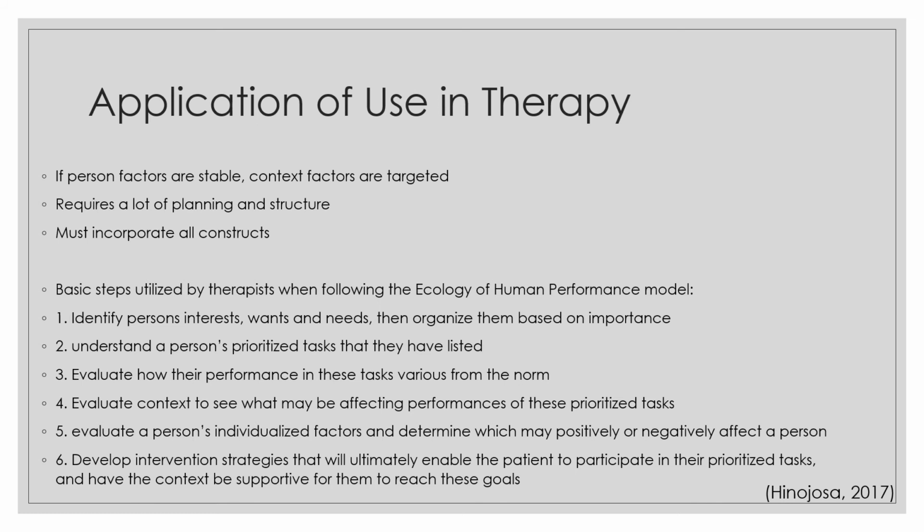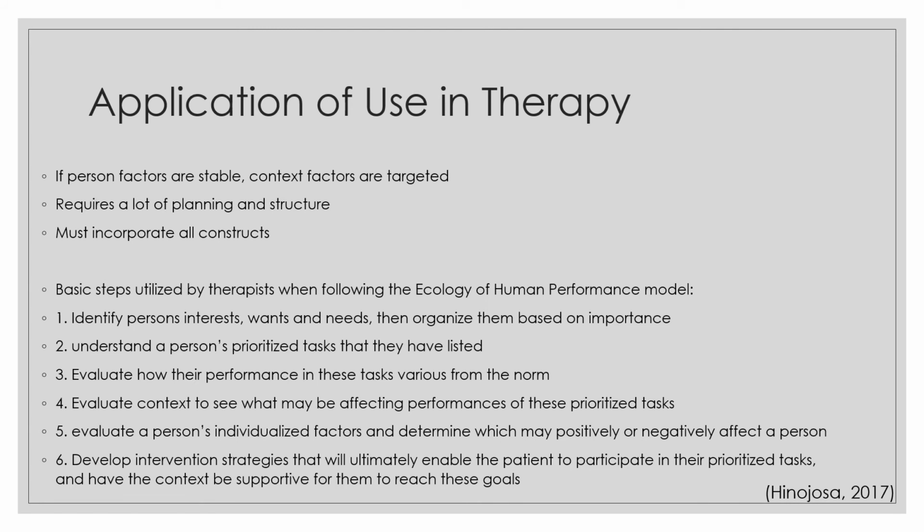The Hinojosa text lists some basic steps that are utilized by the therapist when following the EHP model. Number 1 is the therapist must identify the person's interests, wants, and needs, and then organize them based on importance. 2 is the therapist must understand a person's prioritized tasks that they have listed in order to understand which route they will be taking in intervention. 3 is the therapist then needs to evaluate how the person's performance in these tasks varies from the norm.